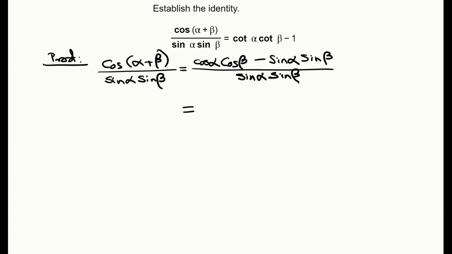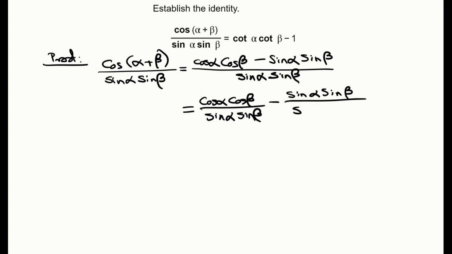We'll split that up, so we get cosine alpha cosine beta over sine alpha sine beta minus sine alpha sine beta over sine alpha sine beta. And now I notice that cosine alpha over sine alpha, that's looking like where I want to get to.